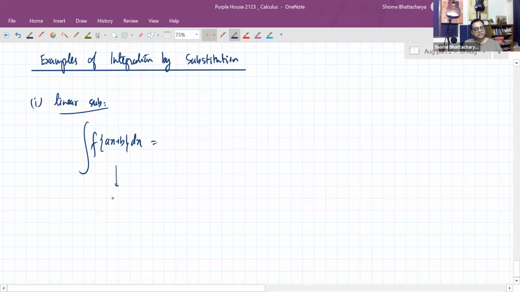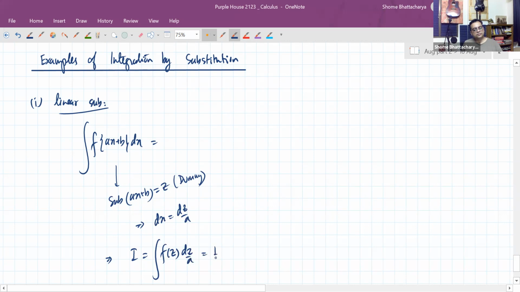Here what we do is we substitute ax plus b as a dummy variable z. So dx becomes dz by a. So the integral becomes this. So this was one type.